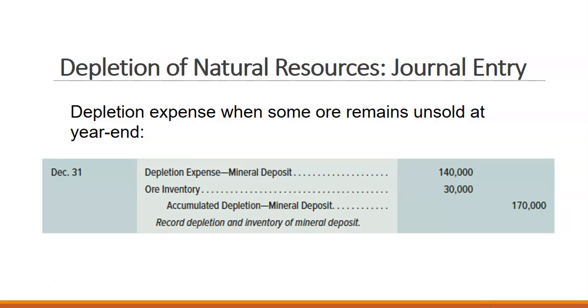If we have depletion expense and we still have unsold ore, we need to record inventory for that ore. So in the first example, we had sold everything that we took out. In this example, we didn't sell everything, and so we have some ore still in our inventory, and we would need to record that inventory in our records.